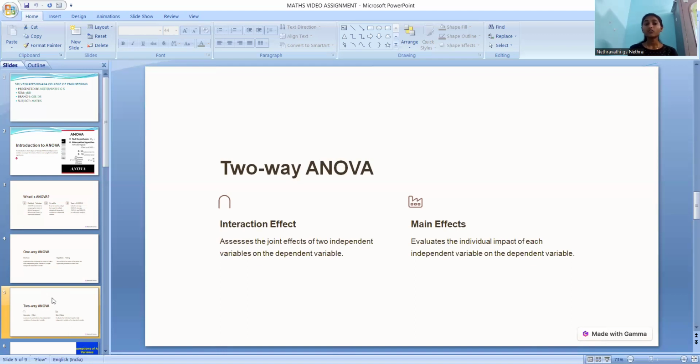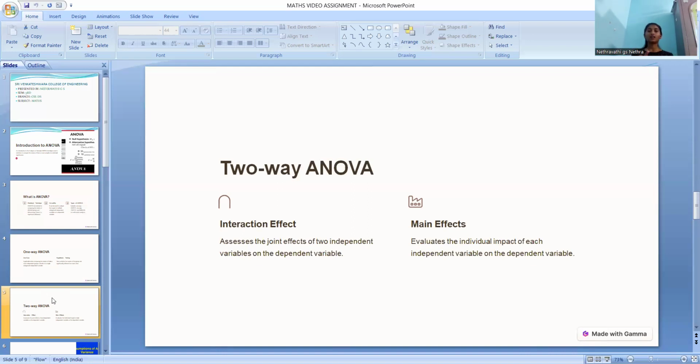And the main effect of using two-way ANOVA is to evaluate the individual impact of each independent variable on a dependent variable. It compares which are the independent variables and which are the dependent variables, the variables which depend on other variables.